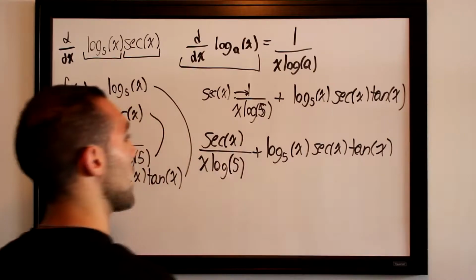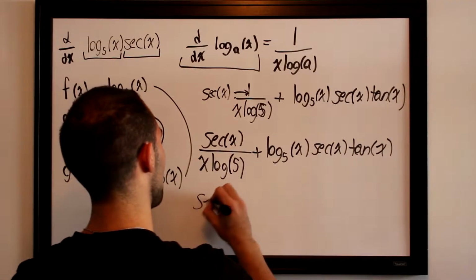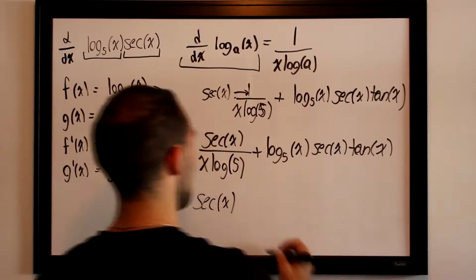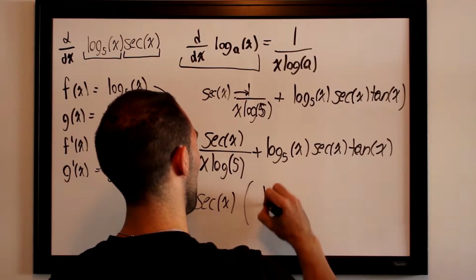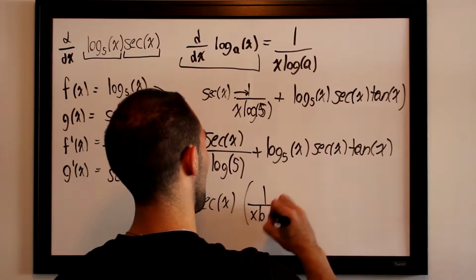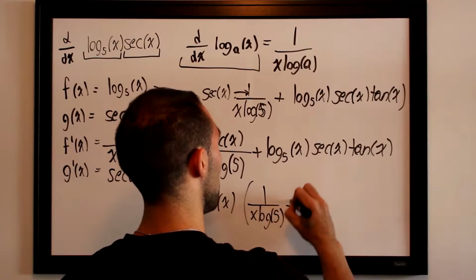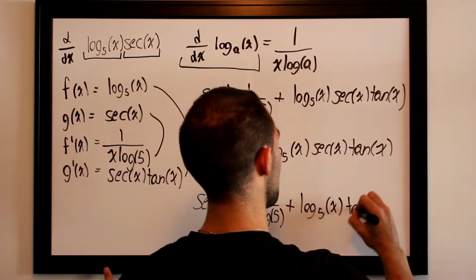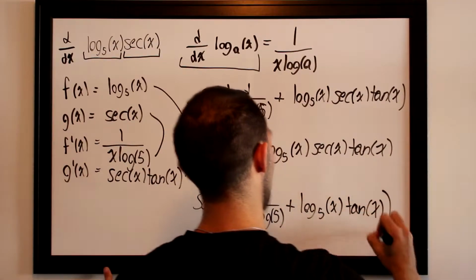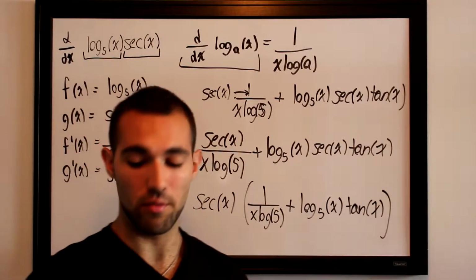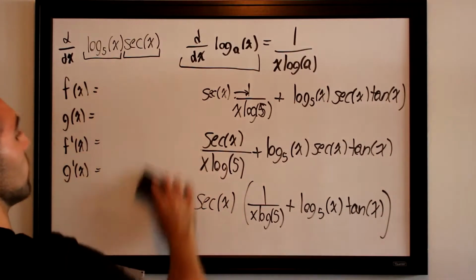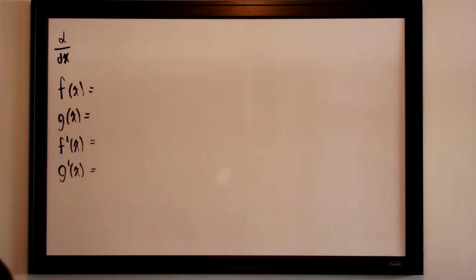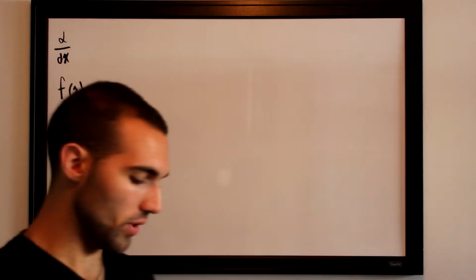If we wanted to do some factoring or cleaning things up, we can factor a secant of x out of the numerator here and the numerator here. So we will be left with 1 over x log of 5 plus log base 5 of x times tangent of x. And that is our fully simplified derivative. A couple more examples and we'll be done for today.